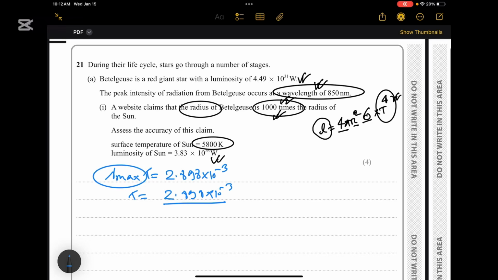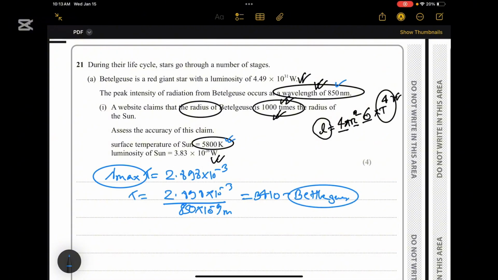They have given us the lambda max as 850 nanometers, and you need to convert it into meters: 850 into 10 to the power minus 9 meters. Now we will get our temperature, which is 3410. This is the temperature of Betelgeuse. Okay, we have got the temperature of Betelgeuse, and we have the temperature of the sun as well.